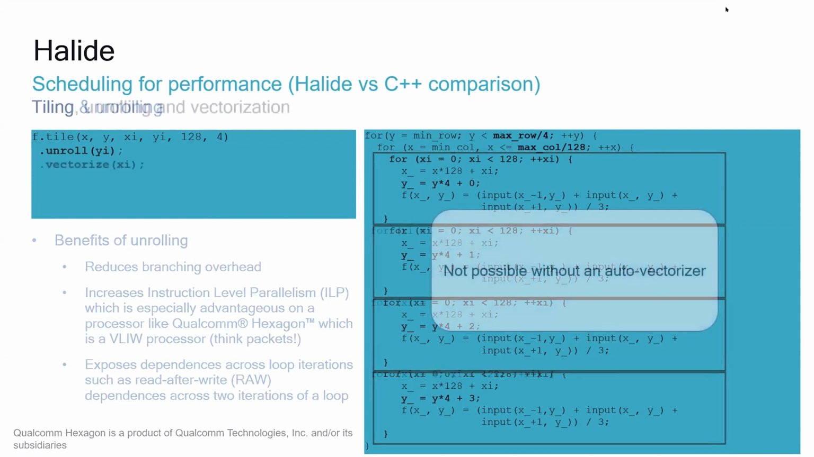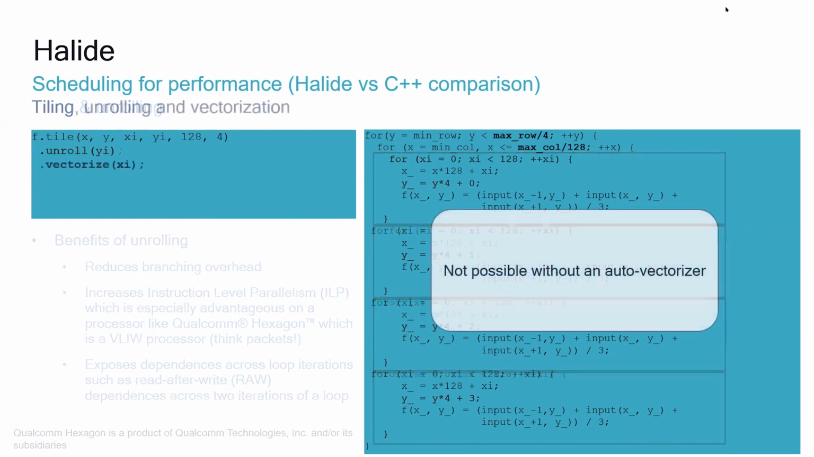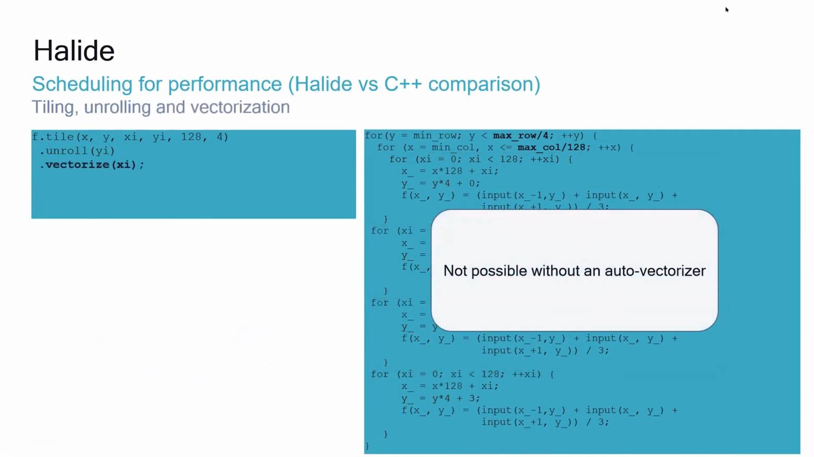Now, if we want to vectorize, like in the earlier animation, we are processing a large number of pixels at once. In C++, it is not possible without an auto vectorizer, whereas in Halide, there is a dot vectorize directive. You just call it with the vector size, and that is done.